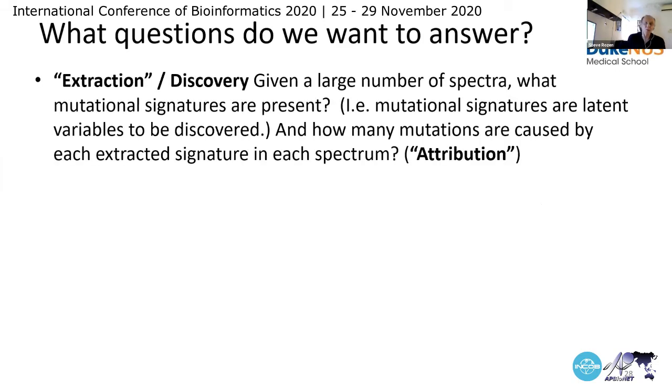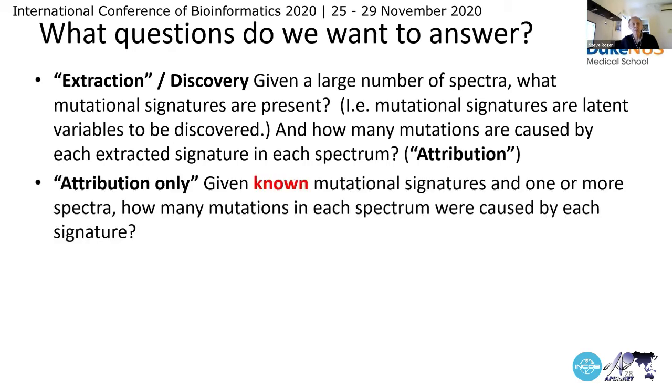So one question we call extraction or discovery. This means that given a large number of spectra, that is mutational spectra like the ones we just looked at, what mutational signatures are present. From a machine learning point of view, the mutational signatures are latent variables to be discovered. And we'd also, at that time, want to know how many mutations are caused by each extracted signature in each spectrum. And in the jargon, we're calling that attribution.